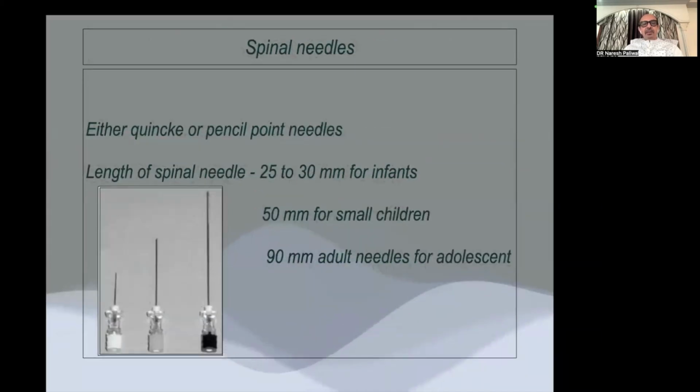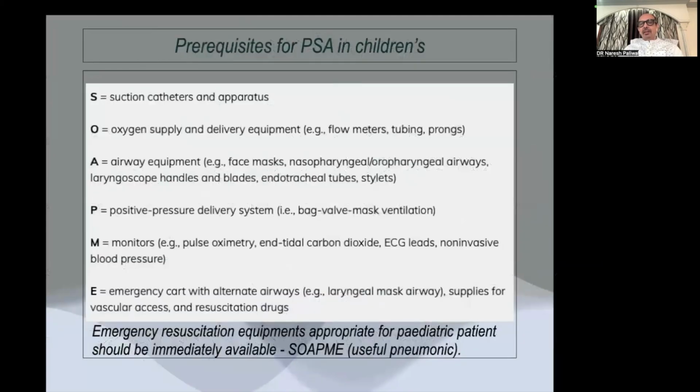About the spinal needles, there are a variety of spinal needles available for pediatric patients. You can use either Quincke or pencil point needles, 25 to 30 millimeters for infants, 50 millimeters for small children, and for adults and adolescents, your routine adult spinal needle you can use. I usually use my adult 27 gauge needle in all patients because most of the time the pediatric needles are not available.